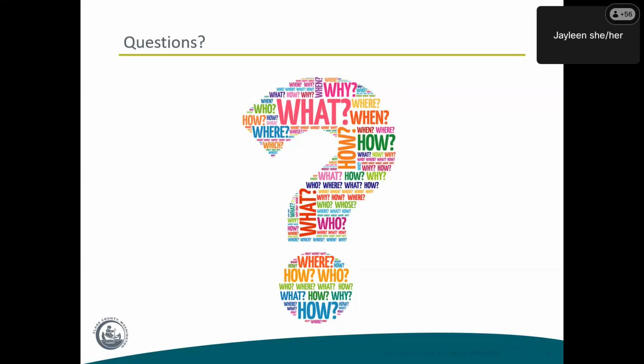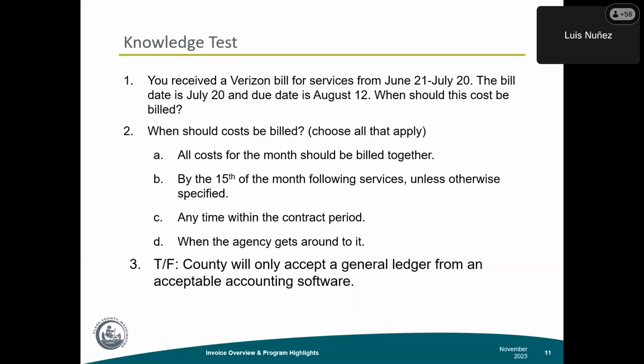All right, we're gonna move along. There's gonna be time for questions after the presentation as well. So the next slide, we're gonna do a little knowledge test to see if you're paying attention. We're gonna show the answers after this slide, so just mark them down or keep them in your head and then we'll go over them. The first question is, you received a Verizon bill for services from June 21st through July 20th. The bill date is July 20th and the due date is August 12th. When should this cost be billed?